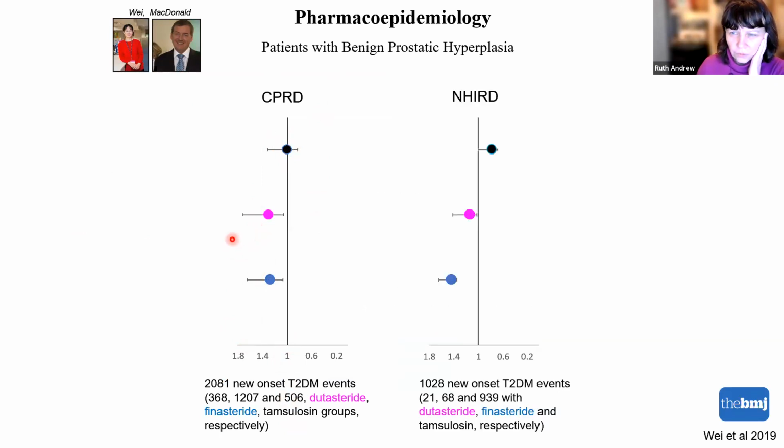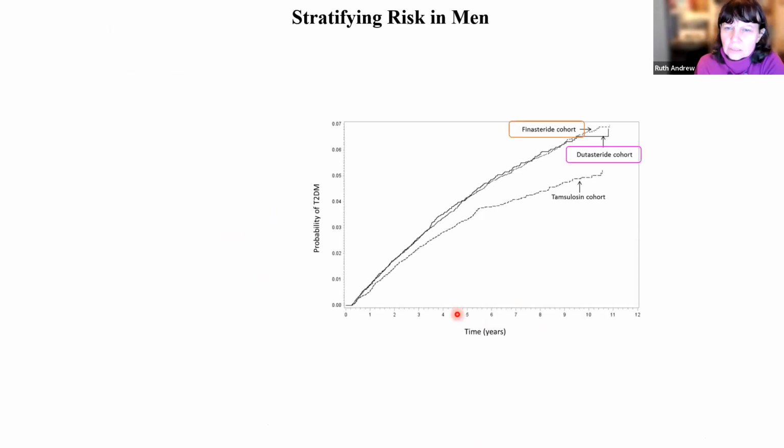And of course, it's important to replicate. So we replicated in a group in Taiwan, which is interesting because it's got a different ethnic background again, adds weight to the biochemical finding. And again, we found this deflection that we've got an increased risk of type 2 diabetes, new type 2 diabetes, in people receiving the drugs. And you can see that here as a time course where both the finasteride and dutasteride incidence curves start to tail away from the tamsulosin and a slightly higher level of type 2 diabetes risk.